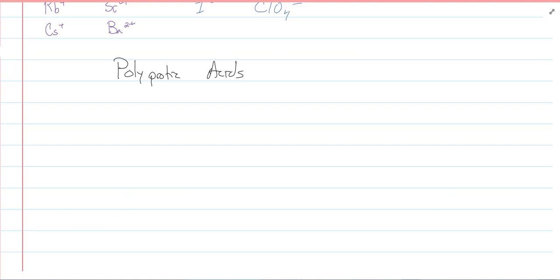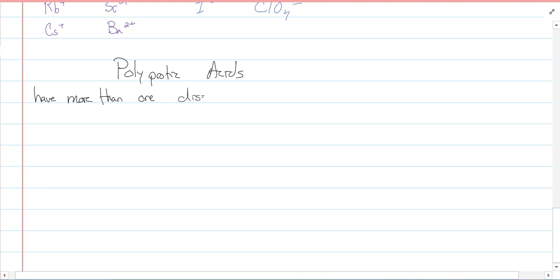Polyprotic acids have more than one dissociable proton, or more than one ionizable proton. So my example will be H2SO3, sulfurous acid.